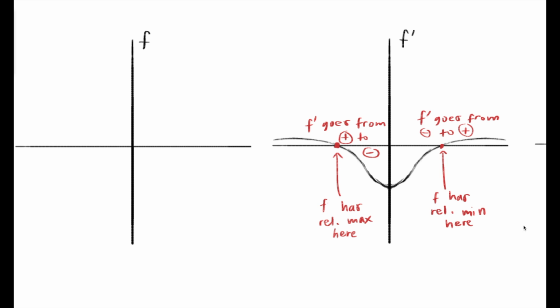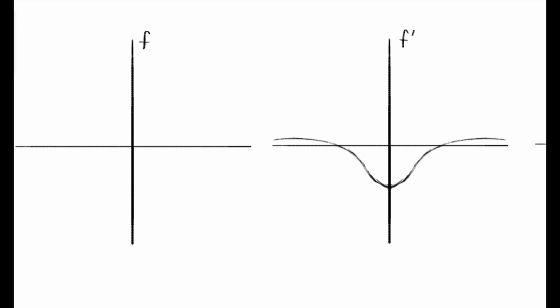We will be graphing number 14. So to graph f from f prime, we can first see that there's a maximum on the graph of f at this point because f prime is at 0, and f prime goes from positive to negative. There will be a minimum on the graph of f at this point because f prime is at 0, and f prime goes from negative to positive.